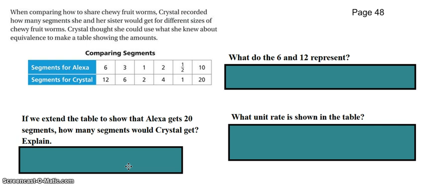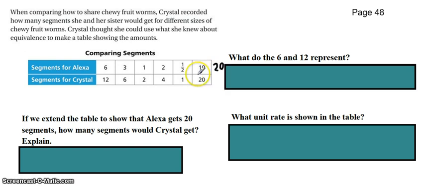If we extend the table to show that Alexa gets 20 segments, how many segments would Crystal get? So if we continued this table out to be a little bit longer, and we showed that Alexa got 20 segments of gummy worm, how many segments would Crystal get? If you need to pause the video for some think time, go ahead. If not, I'll tell you the answer.